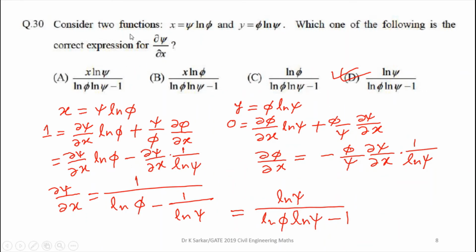Question number 30. There are two functions. What is the value of del psi del x? From the first function, let us differentiate it partially. Second function also differentiate it partially, and from second function we are getting del phi del x. This del phi del x value, let us put in the first equation, and we are getting del psi del x as option D.